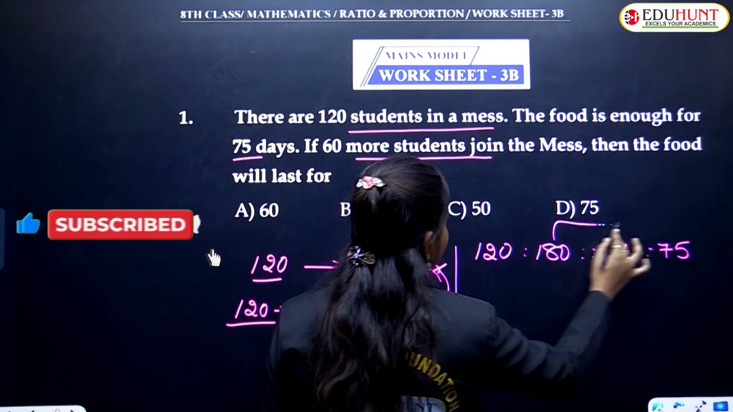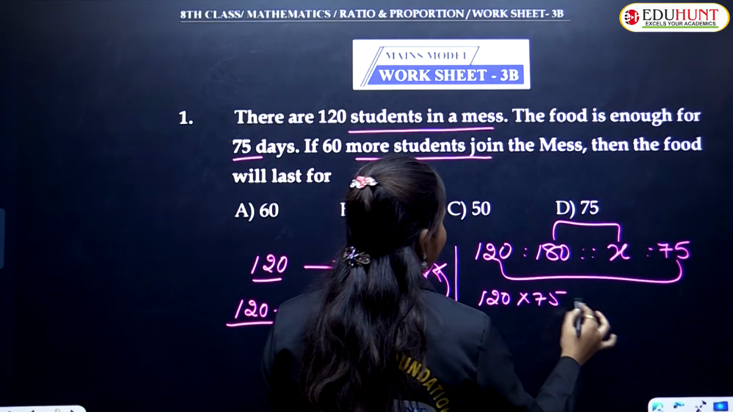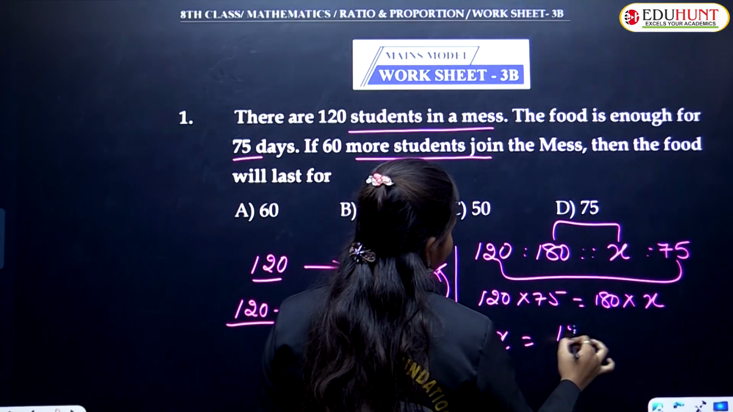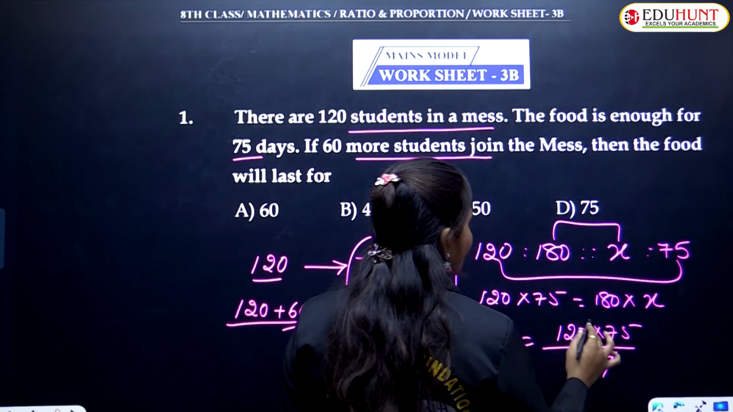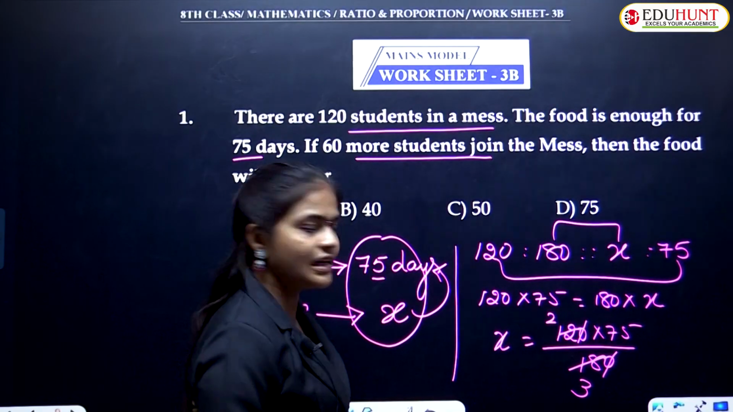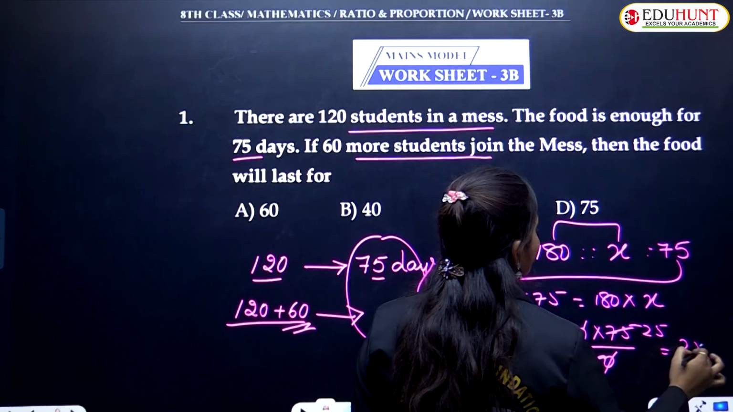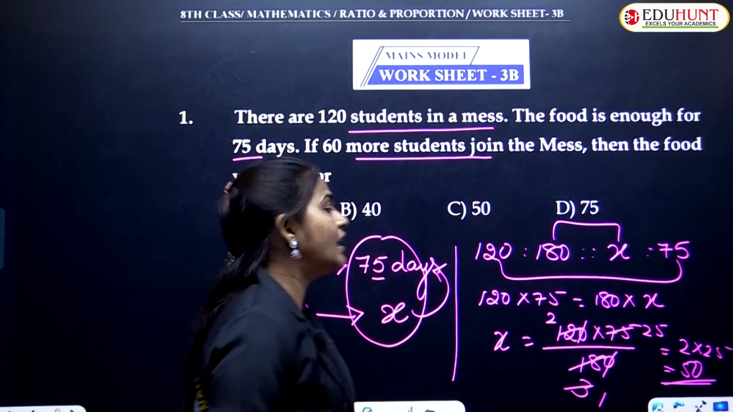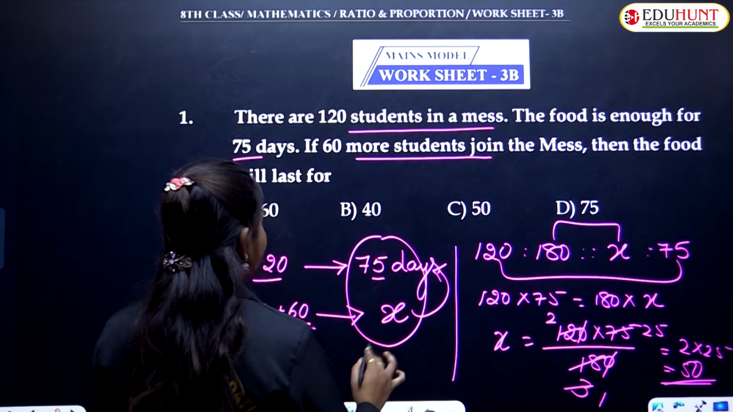Now cancellations. So 120 into 75 is equal to 180 into x. From this, x is equal to 120 into 75 by 180. So 0 and 0 get cancelled, and 6 3s are 18, 6 2s are 12. Clear? And 3 1s are 3, 3 25s are 75. So 2 into 25 is 50. So the constant food is sufficient for 50 days.